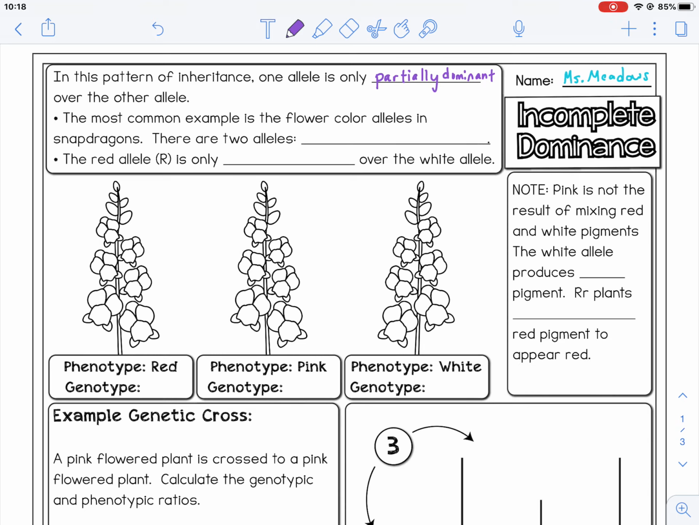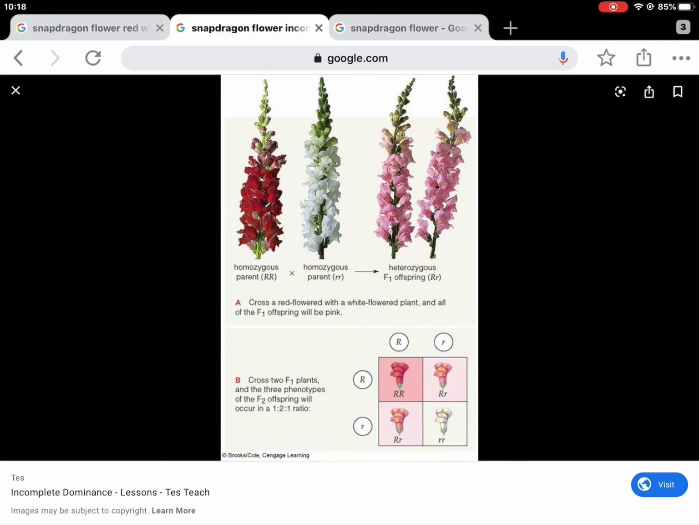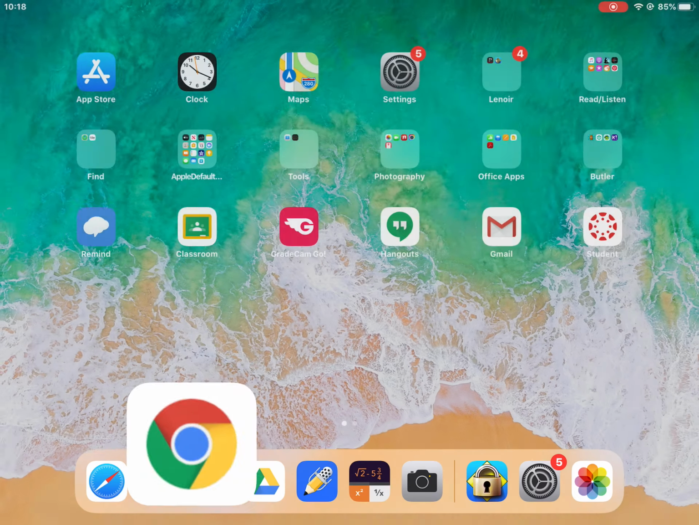So let's see what snapdragons are. You get a picture here, you've got some red snapdragons, some white snapdragons, and some pink ones. See it a little more clearly here separated. Again, you've got white, red, and pink snapdragons.